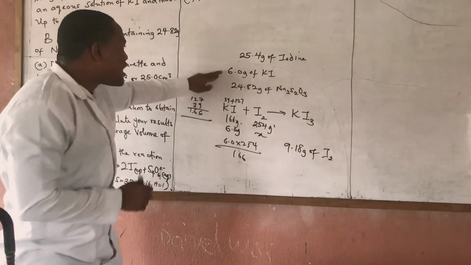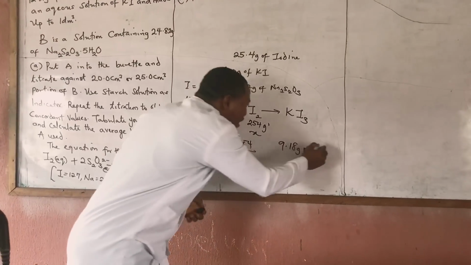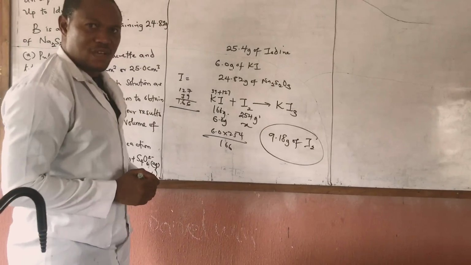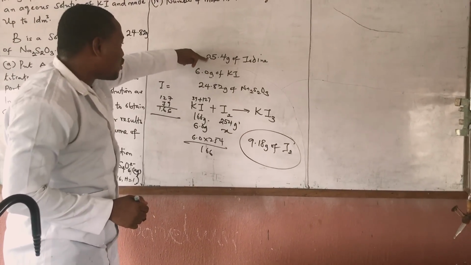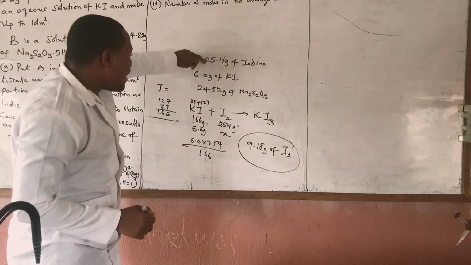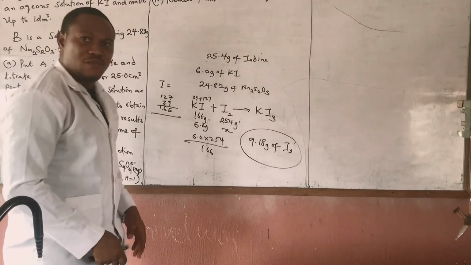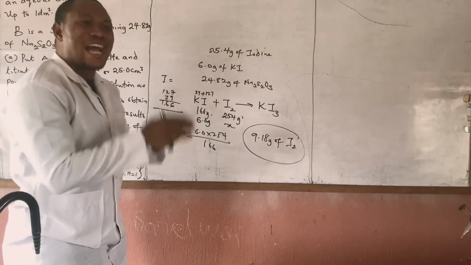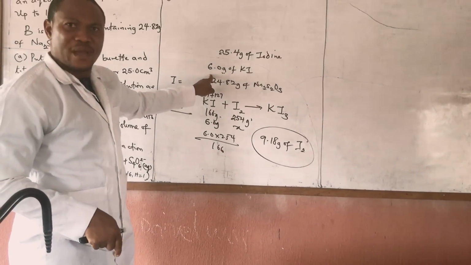Meaning the 6.0 gram of potassium iodide they gave us will only dissolve 9.18 gram of iodine. Even in the instruction they gave us 25.4, which is around triple of what is supposed to dissolve. So definitely all the iodine cannot dissolve if you have used 6.0 gram of potassium iodide. I hope that is clear.